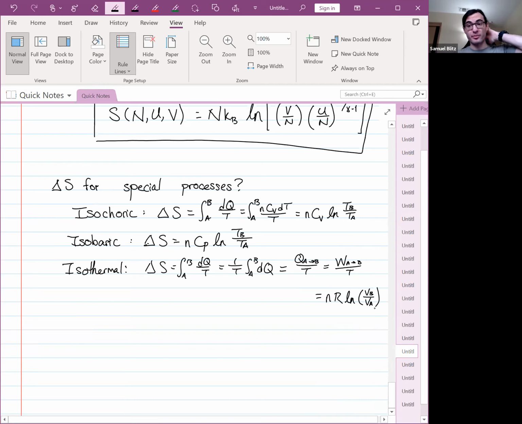Now, I just want to make it super clear, in case it wasn't, I actually don't think I even mentioned this. Just like how the work done is only equal to P dV when the work is done reversibly, the heat transfer dq is only equal to T dS when the heat is transferred reversibly, meaning when the temperature differential is infinitesimal. So that's a useful thing to know, because we're going to find a lot of cases where the heat transfer is not reversible.